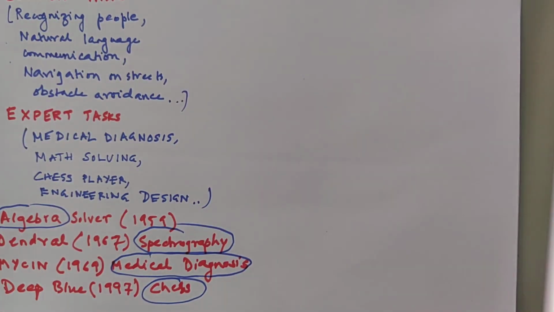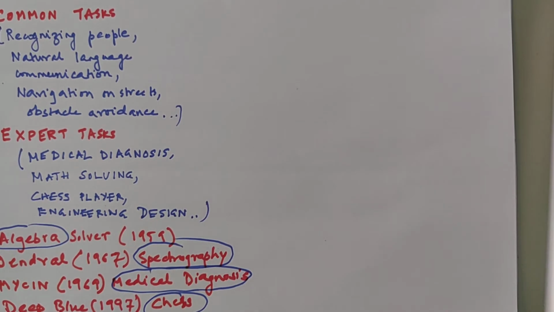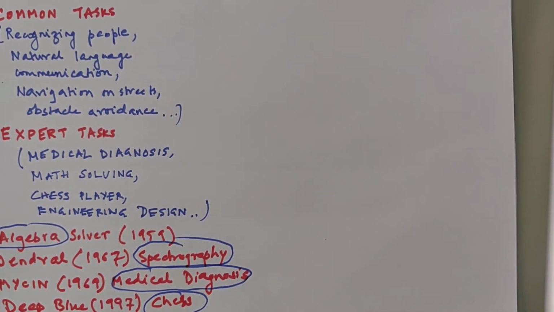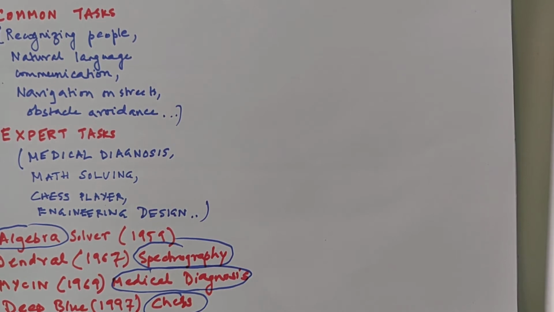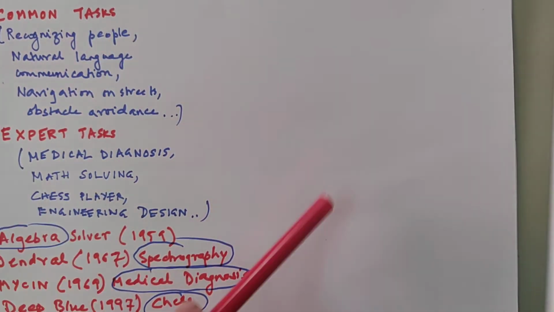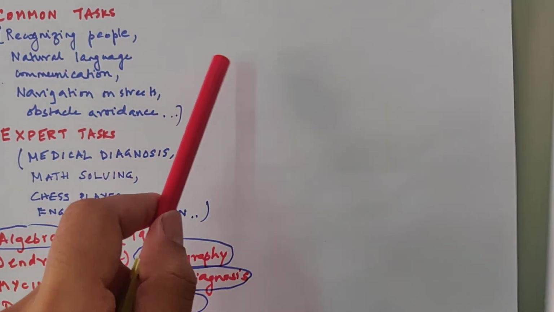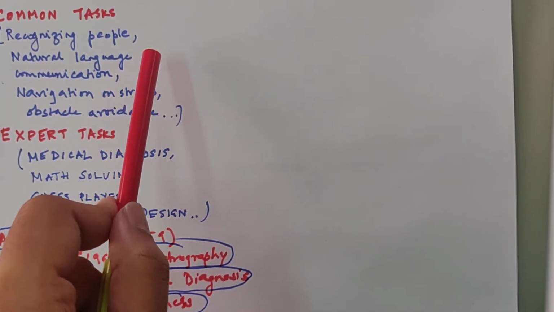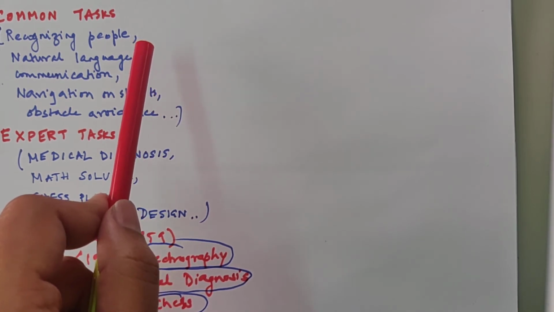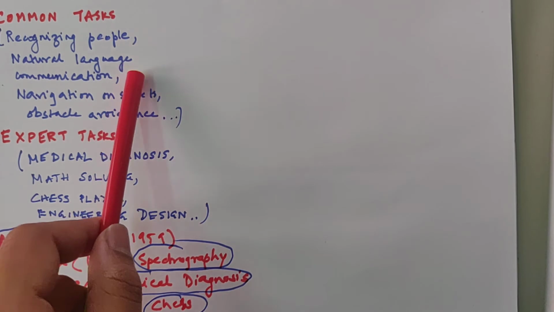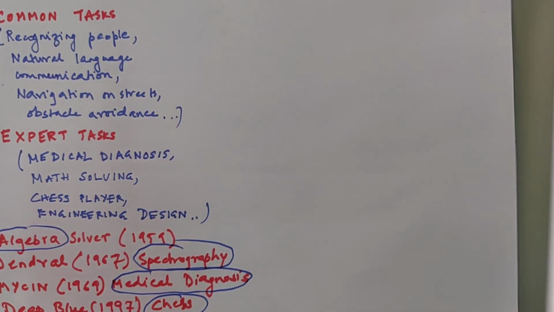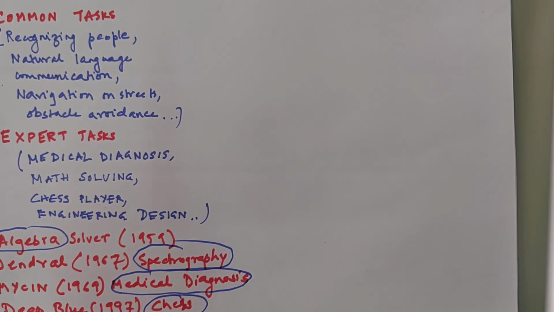On the other hand, in common tasks, if I ask you that you recognize your friend, you say yes. If I ask you how, you won't be able to explain. You won't be able to say how you recognized, how you understood what he is able to say. Natural language communication. What is the greatest problem of natural language communication? The biggest problem is ambiguity.